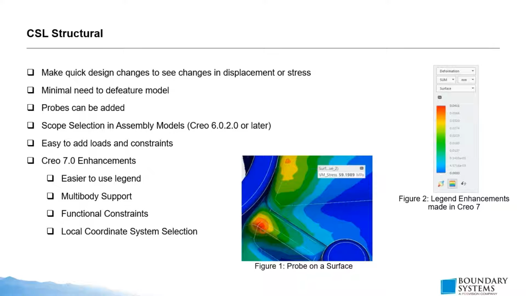We also have the ability to select local coordinate systems, so we can define loads upon specific coordinate systems. Inside of earlier builds of Creo Simulate Live, we were limited to the global coordinate system. Now we can choose.